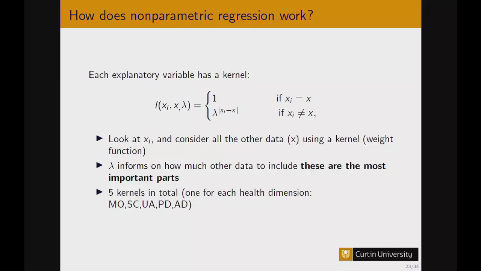Each explanatory variable that I'm putting in our model here has a kernel. Now, the kernels don't matter that much, actually. You can change the kernels; there's a few to pick from. They don't influence the results as much. But how the kernel works is, if we take a particular xi, we'll call it a health state, we'll consider all of the other health states in the data set, and we'll use a kernel to say how much weight we give to all of the other values in the set of observations. So the lambda informs us on how much weight to put on all of the other observations.